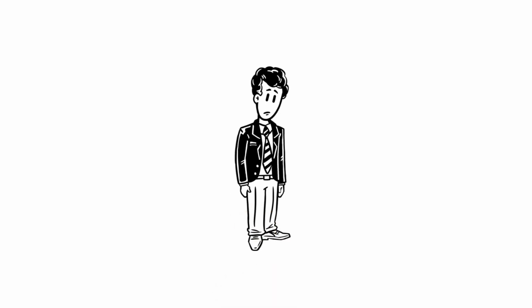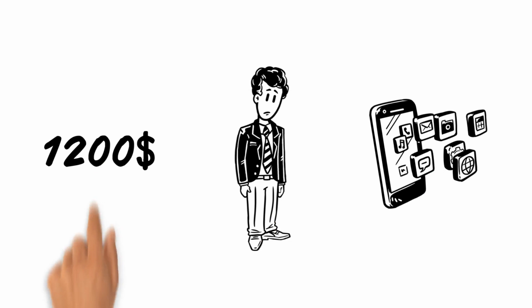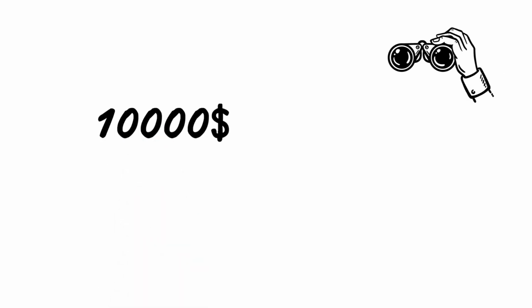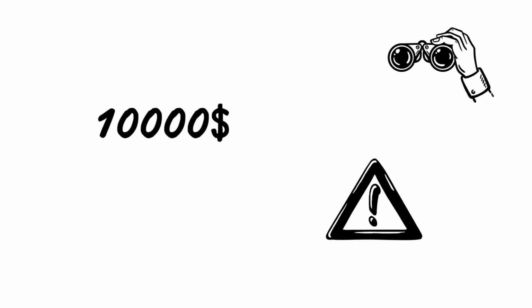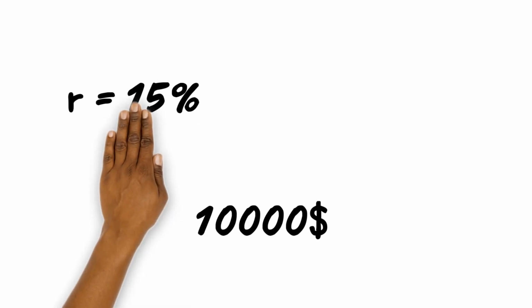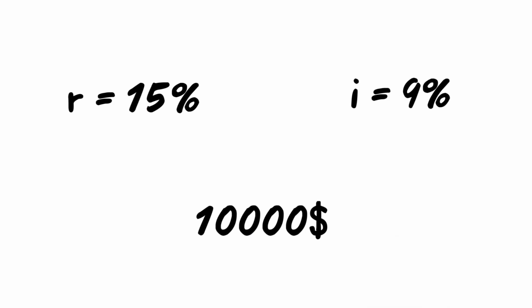A little dejected, Tom looks for what he can buy for his scant $500 profit. He wants a new mobile phone, but it costs $1,200. So, he looks for new investments. He wants to invest $10,000 again for 1 year, but this time he takes more risk with a foreign investment. This investment offers an interest rate R of 15%, but the inflation rate I is also higher here, at 9%.